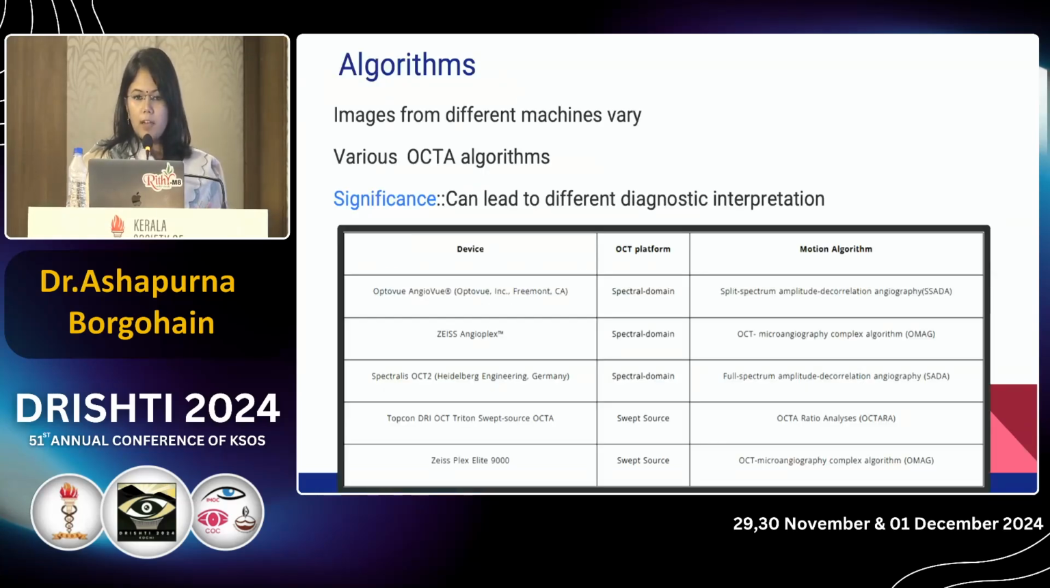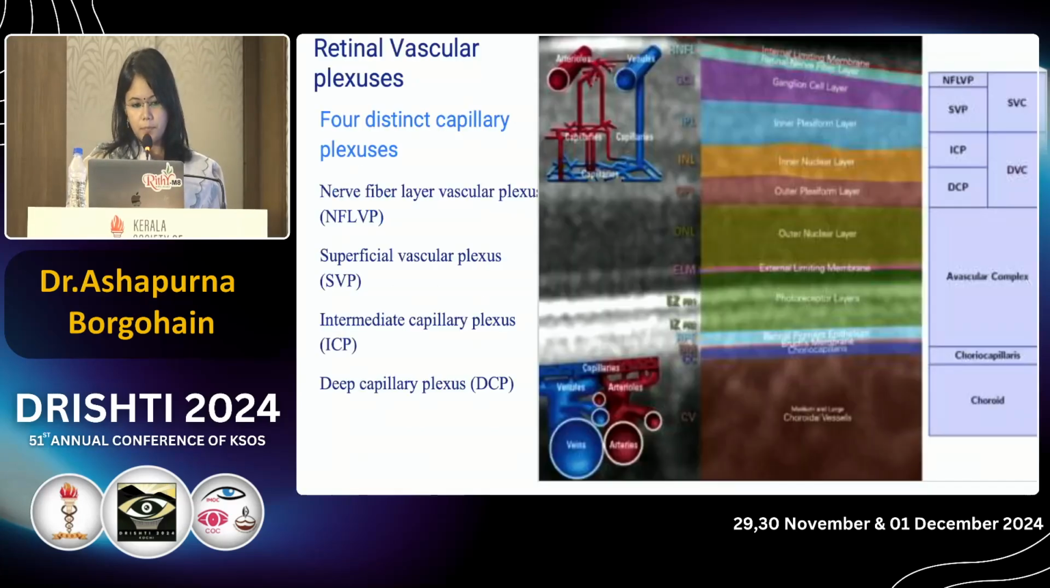The commercially available machines use various OCTA algorithms. The importance is that when we read an OCTA report, it can lead to different diagnostic interpretations if we see it from different machines.